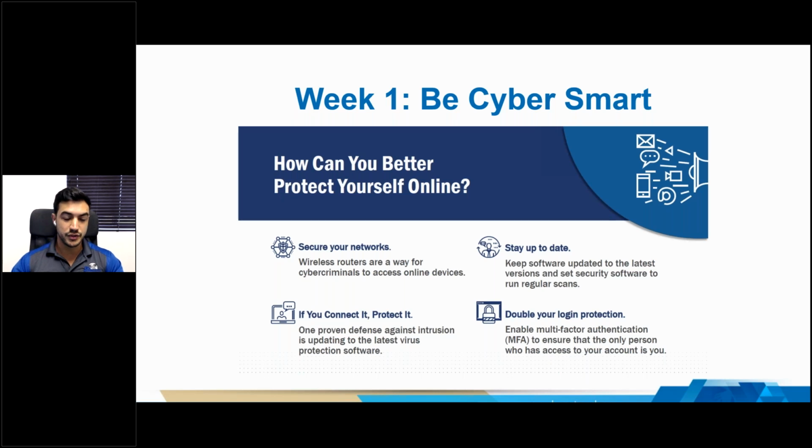So secure your networks. Wireless routers are a way for cyber criminals to access online devices. Now, this first tip is, well, maybe it will take you a bit of Googling to try to figure out, but every router at home has a default password. So it's something you could just Google online. So if somebody connects to your Wi-Fi, they can easily log into your router and do different nefarious things on there.